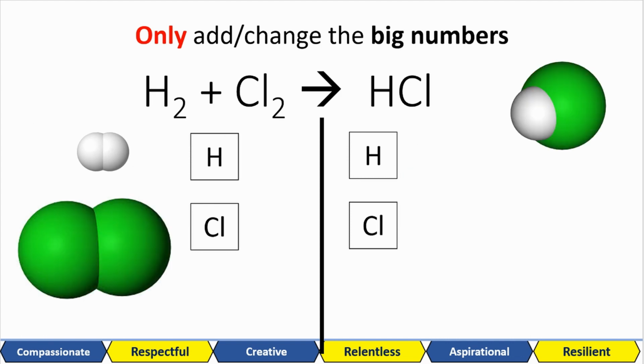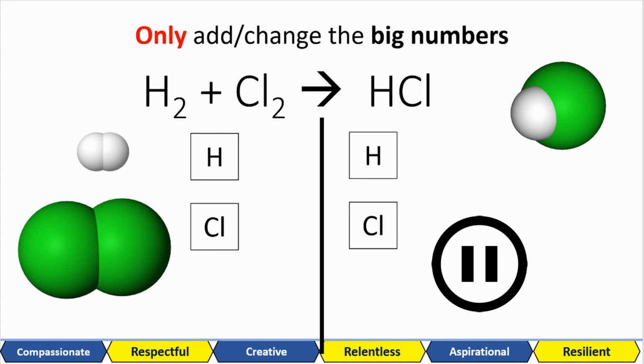Now have a go at this example. It's exactly the same steps as before. You do that line in the middle, you tally your elements on both sides, and you keep multiplying by the big number in front until both sides have the balanced equation. Pause, attempt, and then play.